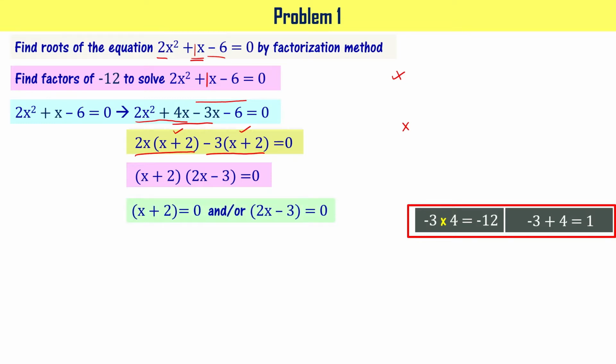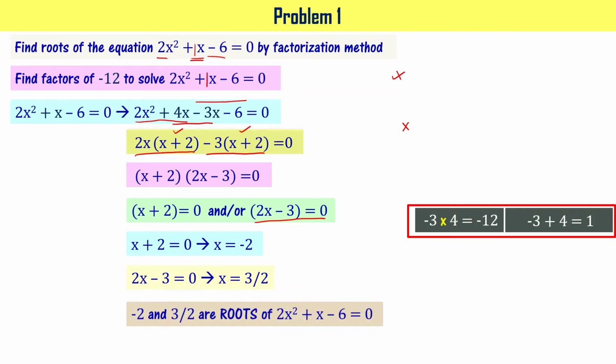If I say that x + 2 = 0, then that can be written as x = -2, right? If I take 2x - 3 = 0, then it can be written as x = 3/2. It means -2 and 3/2 are the roots of 2x² + x - 6 = 0. This is what we are asked to do.